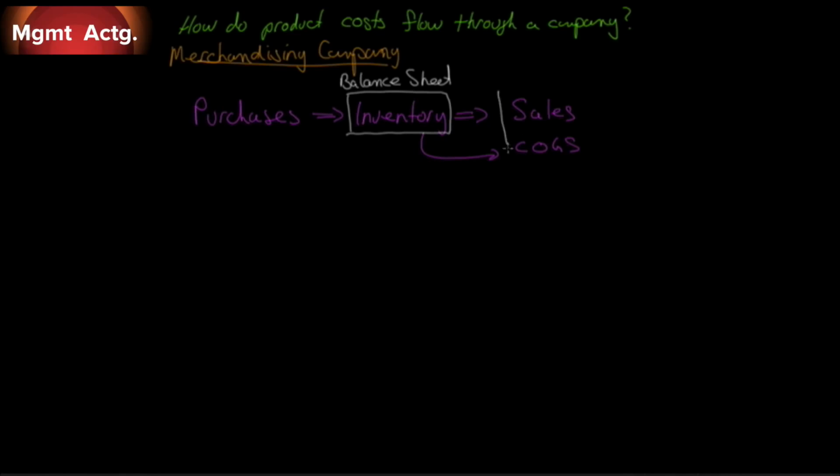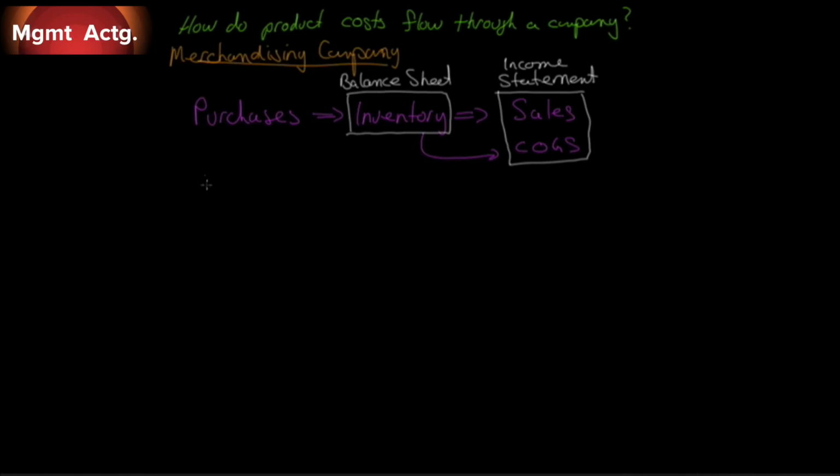So we may buy something in January but only sell it in March. We will only recognize the cost of that sale in March, even though we paid for it in January, because in the meantime it sits on the balance sheet. So it might be helpful to look at the type of journal entries that happen when this occurs.